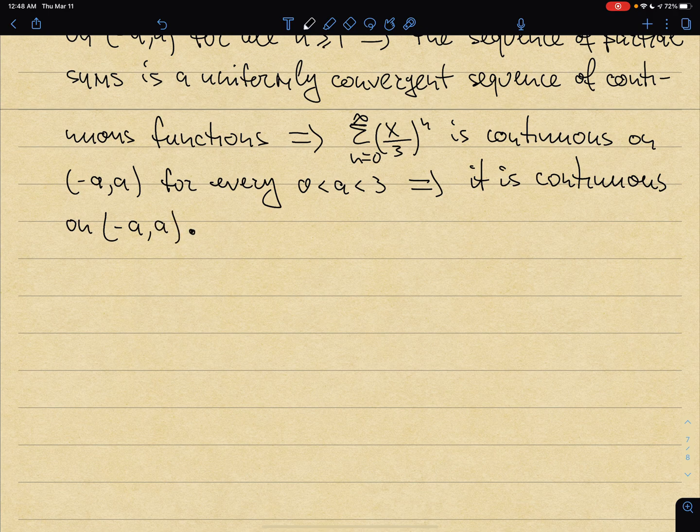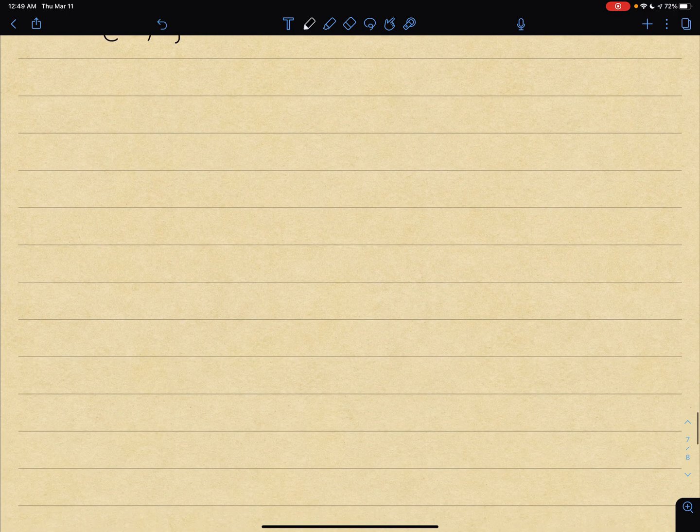Right, so even though I don't have uniform convergence on the interval from minus a to a, the sum of the series is still continuous at all points on the open interval from minus a to a, as we have just proved.